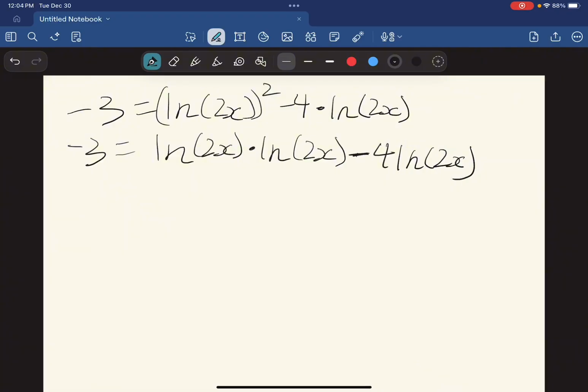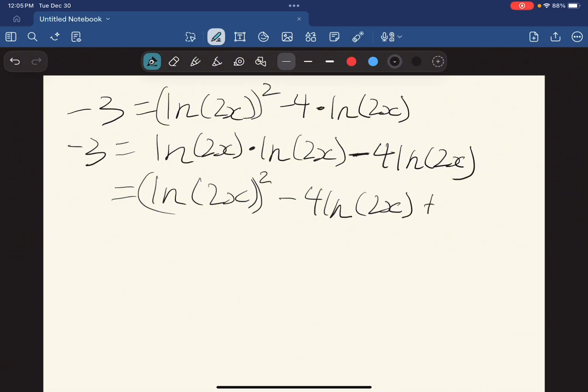Oh, no, I should actually keep that a quadratic, I think, maybe. That might work out better. So, ln of 2x squared, minus 4 ln of 2x, plus 3 equals 0. And you see it's just a quadratic, right?